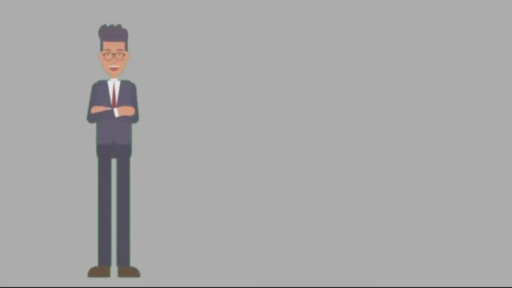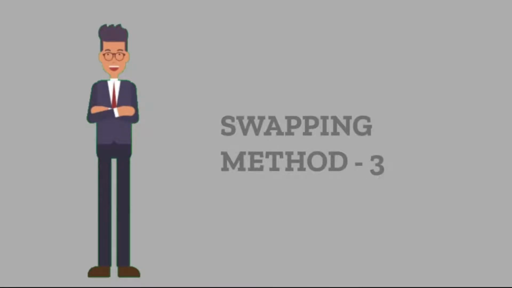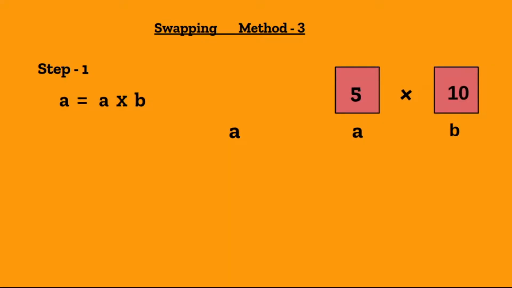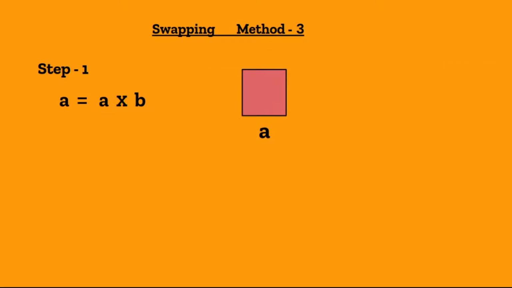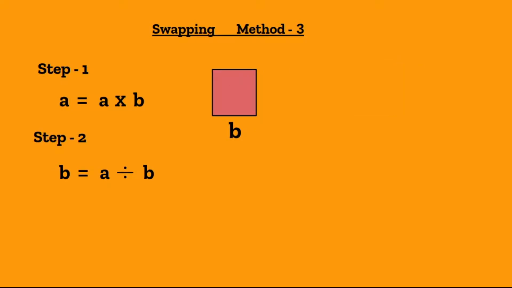Method 3 is also just like the second method, but instead of addition and subtraction, we will be using multiplication and division. In this method also, we are going to write three steps. The first step is a equal to a multiplied by b. Here we are storing the product of a and b into a. So as of now, a has turned out to be 50. The second step is b equal to a divided by b.